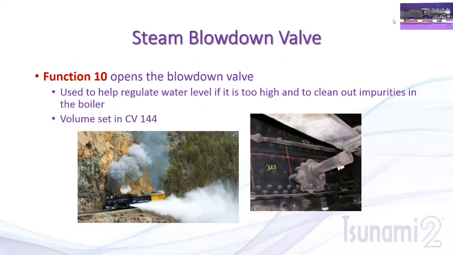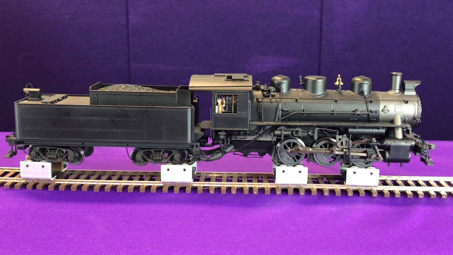Next up is function 10, which is the blowdown valve. This is a valve that's located on either side of the locomotive next to the firebox, down at the bottom of the water where the boiler would be. And what this does is allow the engineer to blow out any impurities or any sediment that have gathered in the water. So when we're running our locomotive here, we can open up the blowdown valve. And you can hear it, and then we cut it off, and it'll shut down. So this is another example of operating the actual steam locomotive, again, where you want to and how you would in the real world.